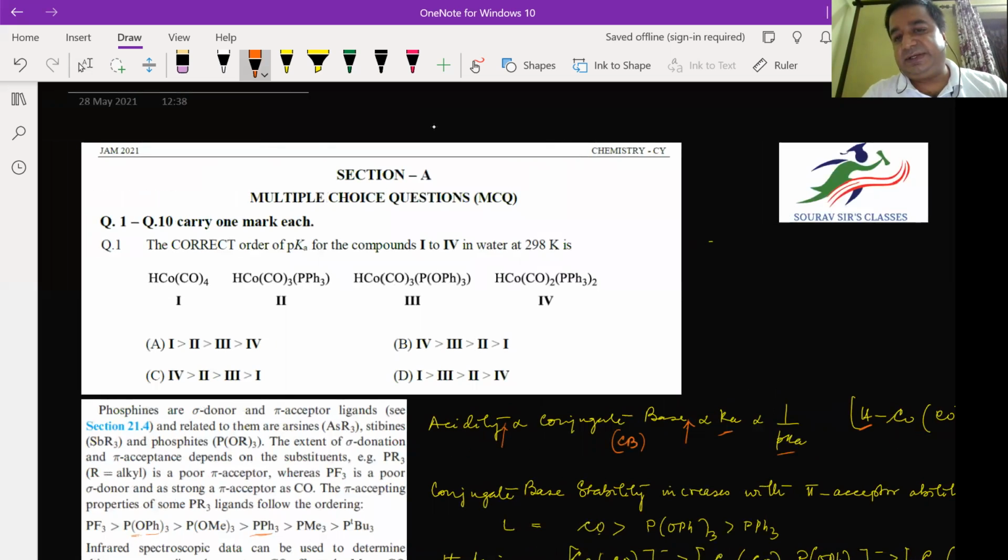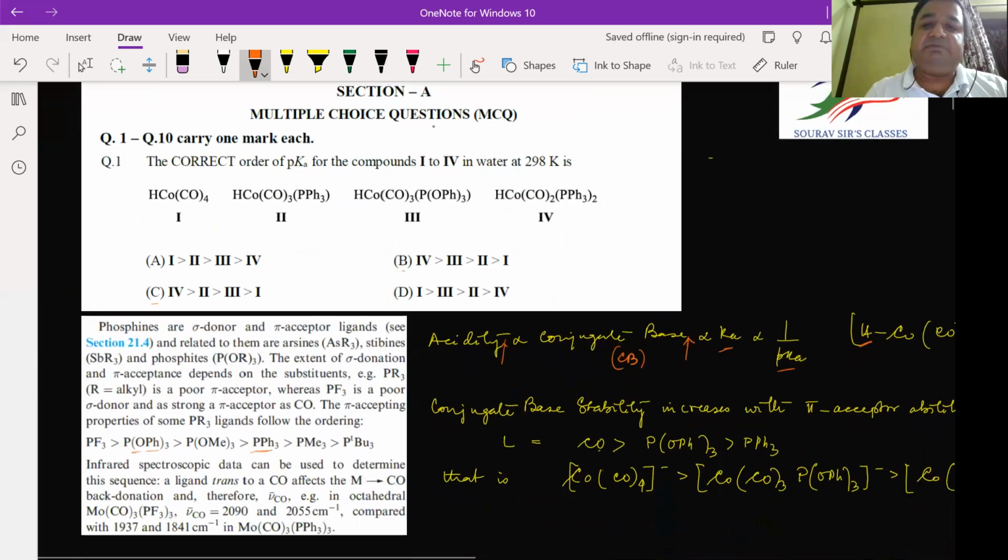So obviously, we know that CO is having more pi accepting ability than all of these. So HCo(CO)4 will be the most acidic compound. That means it will be having the lowest pKa. So here, having a look at the options, we will say, all right, that means I have to consider either C or B as the options that can be correct.